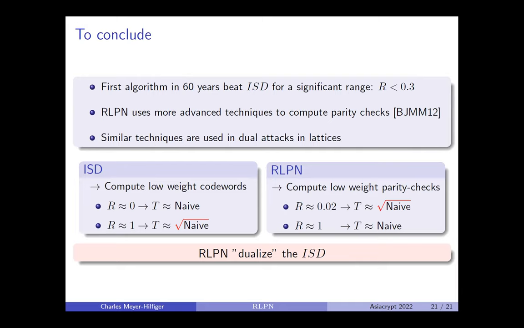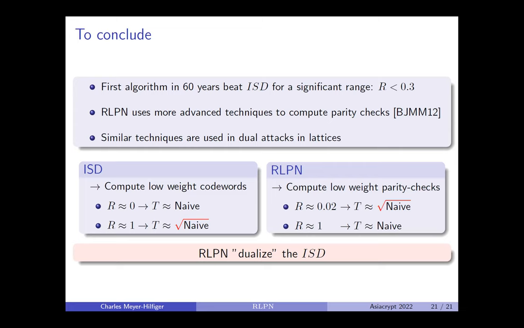We use more advanced techniques to compute low weight parity checks of weight W. I've presented here Dumer, but typically the best algorithm we use comes from BJMM12, which is something that is used in ISD. It is important to notice that similar techniques are used in lattice dual attacks. And actually, you can really see that our algorithm, RLPN, dualizes the ISD. Why is that? It's because ISD relies on computing low-weight codewords, and RLPN relies on computing low-weight parity checks.